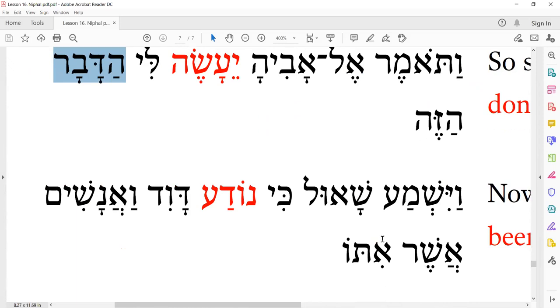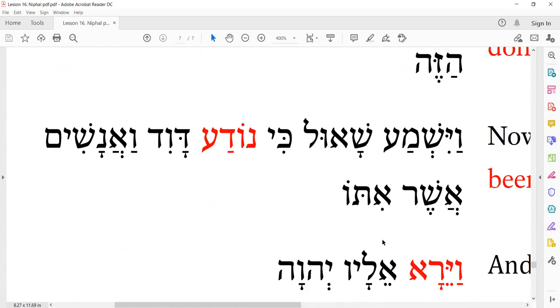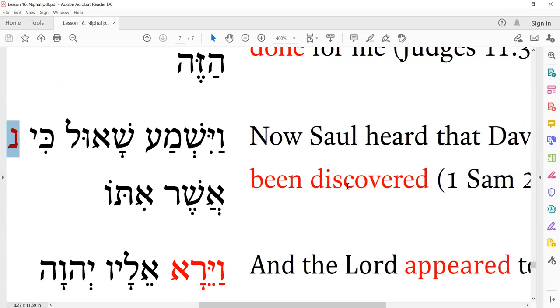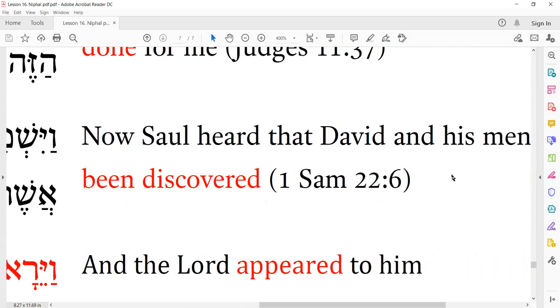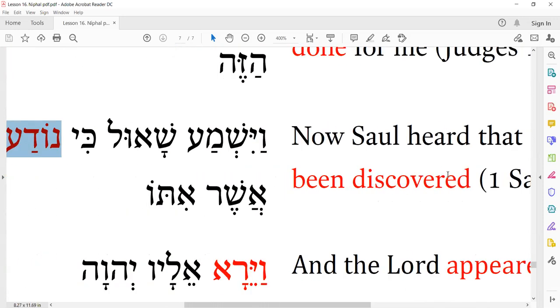Okay, the next one. Vayishma Shaul ki noda David va anashim asher ito. And Saul heard that David and the people who are with him, noda, were known or were revealed, had been discovered. Now Saul heard that David and his men had been discovered.